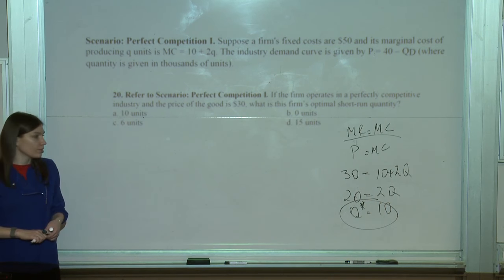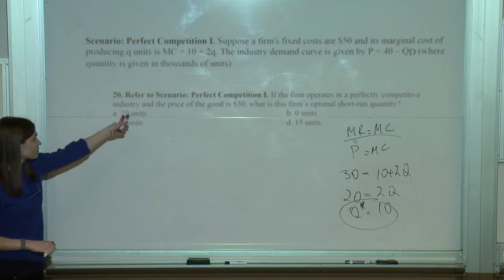Wait, how did you get 30? How did I get 30? The price. Well, it's given. The price of the good is 30. Oh.